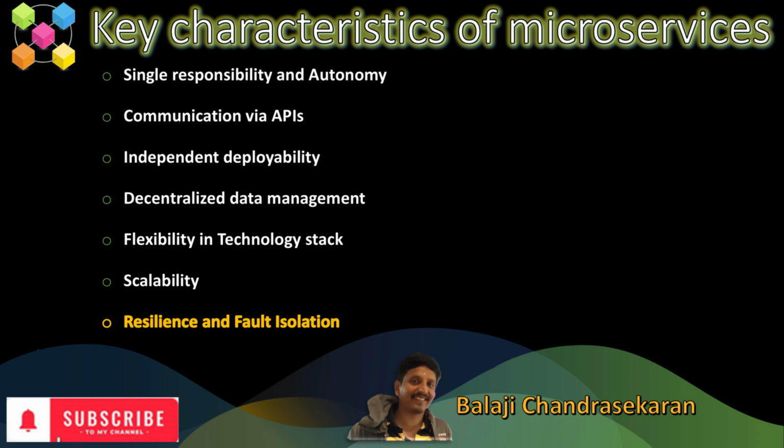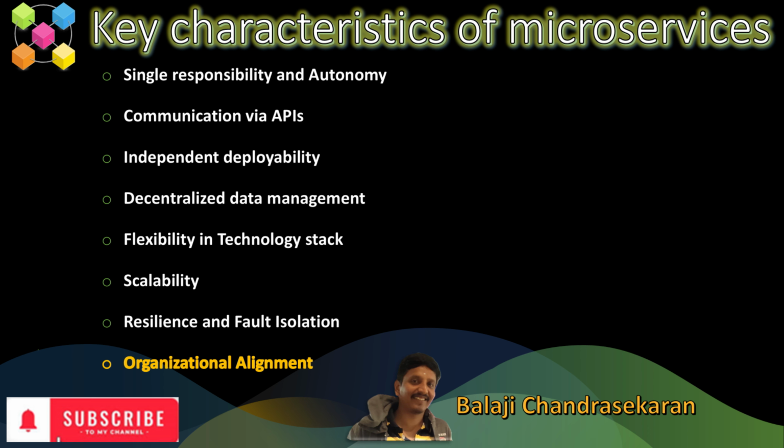Resilience and fault isolation. Since services are decoupled, failure in one service doesn't necessarily lead to the failure of the entire system. Faults are isolated to the affected service. Techniques like circuit breakers can be used to handle failures gracefully and avoid cascading issues across services.